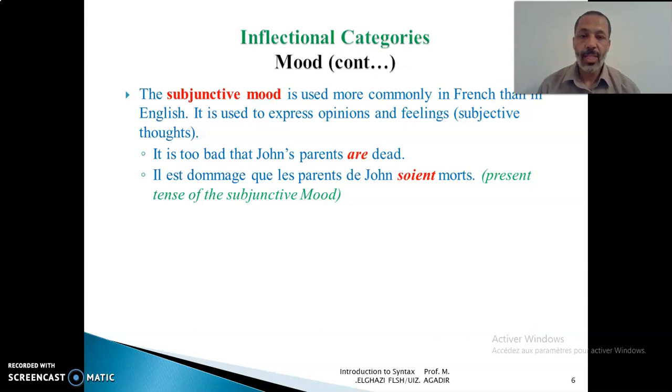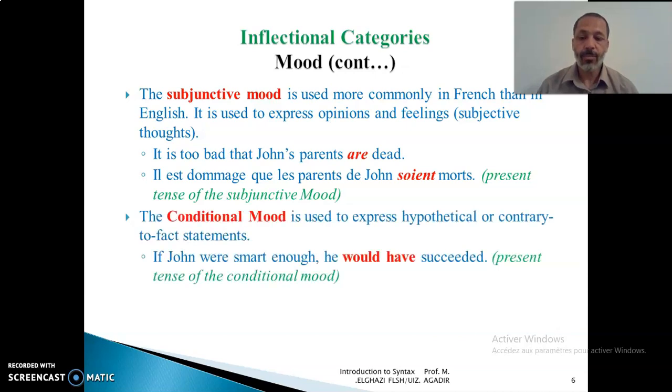Whereas in the French example, il est dommage que les parents de Jean soient morts. So as you can see, in the indicative mood, we are going to say les parents sont morts. But here, the form of the verb which is used is soient. It reflects the subjunctive mood of the speaker.